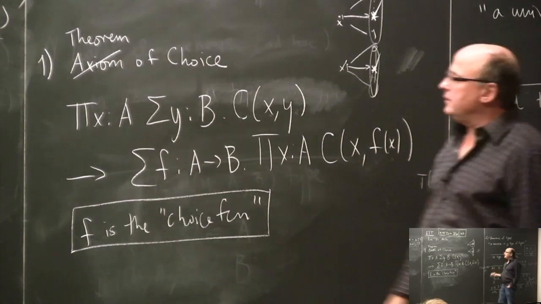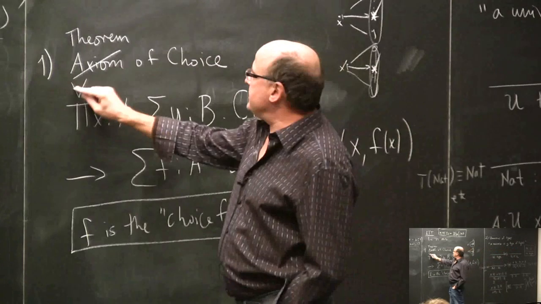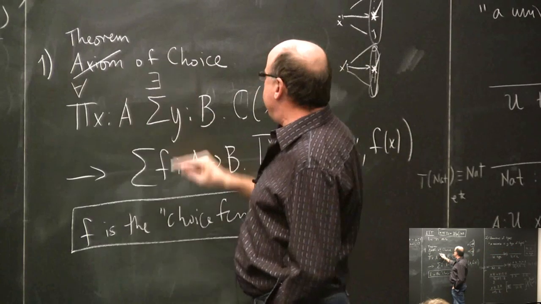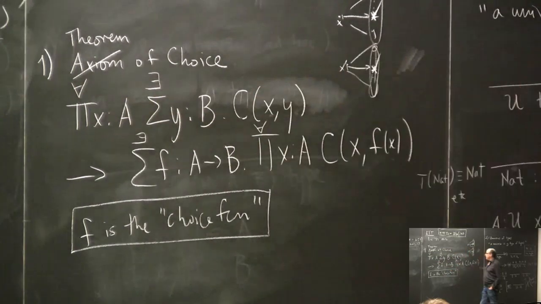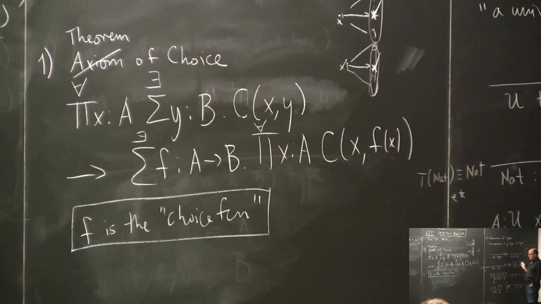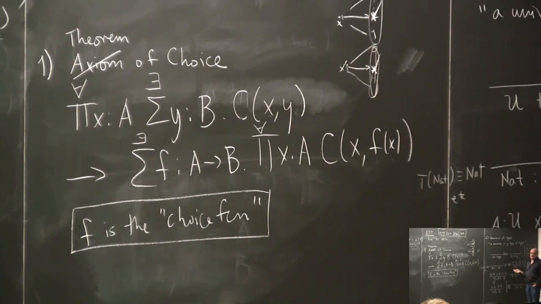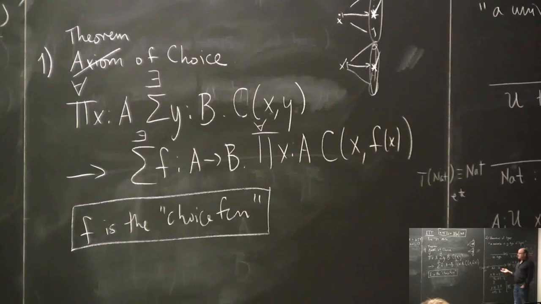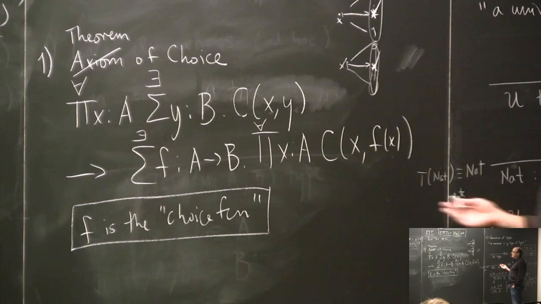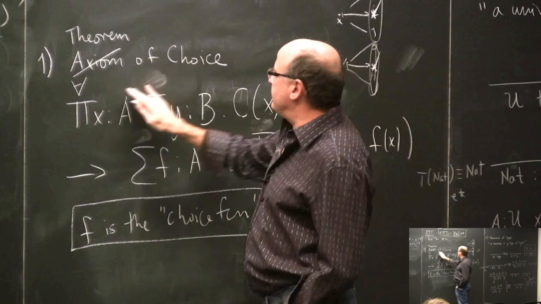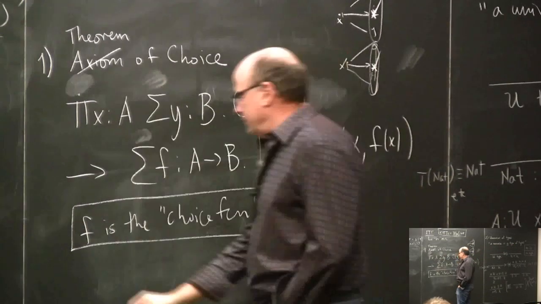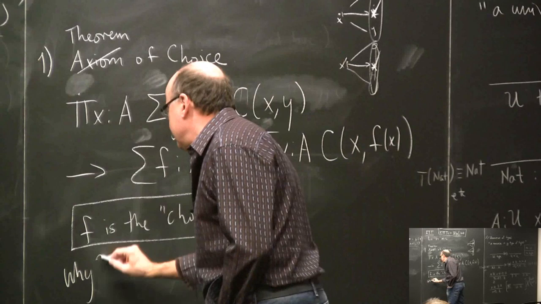So when read in ordinary classical logic, where this would be that, and this would be that, it's independent of the axioms of set theory. That's very famous, that it's not something you can prove. But in type theory, in what I have so far, it's simply a theorem. And I'll tell you why it's a theorem. Why is it a theorem?